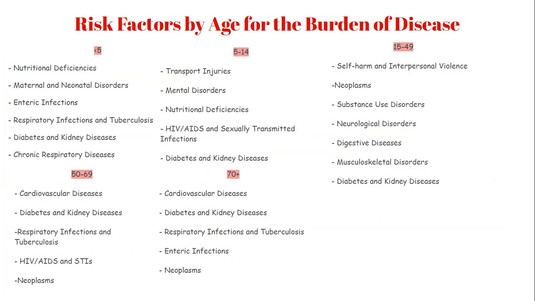These are the risk factors by age for the burden of diseases of Angola. As you can see, the risk factors that they all have in common are diabetes and kidney diseases.